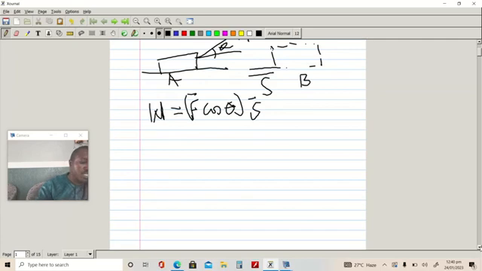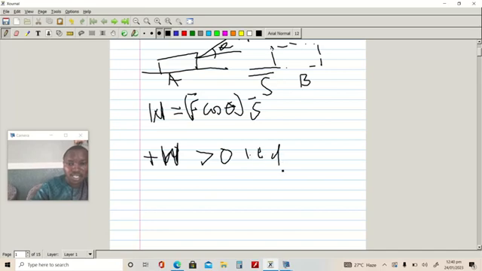So work is positive, we have positive work, when it is greater than 0. That is, if 0 is less than theta, and then theta is less than 180 degrees. So we have work as positive.